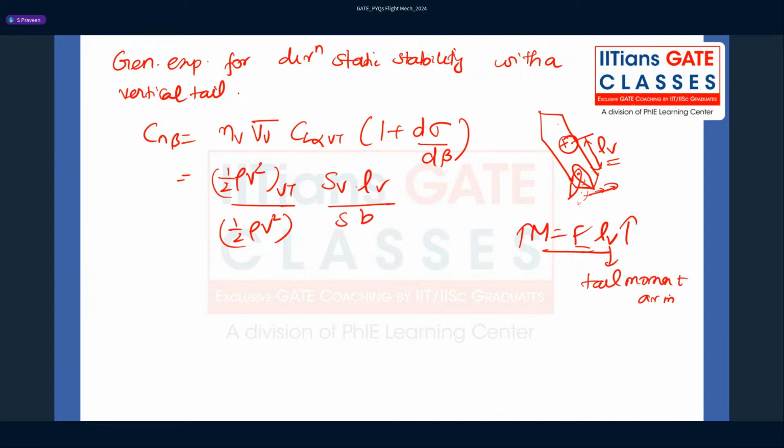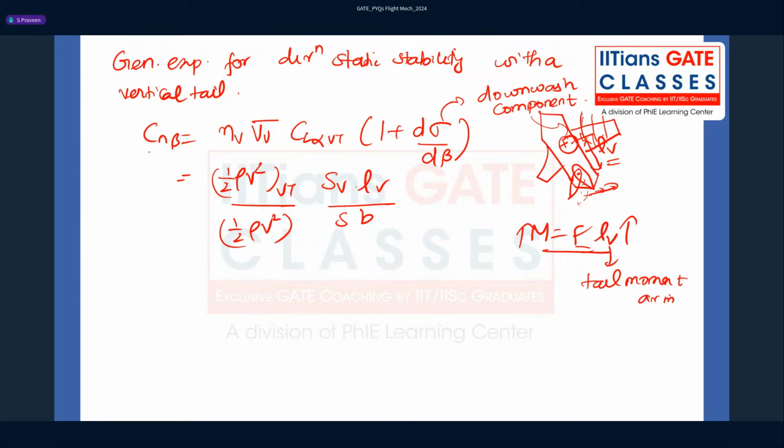Times this, sigma is the downwash. Okay, basically, because your tail is situated in this fashion, your wing will have an effect on this tail. Because the wing basically influences the flow field, and your fuselage will also influence the flow field. So the sigma is basically a downwash component. Okay, in most cases it is neglected to zero, but in real life it's not the case. Okay, right. So these are the cases in here.